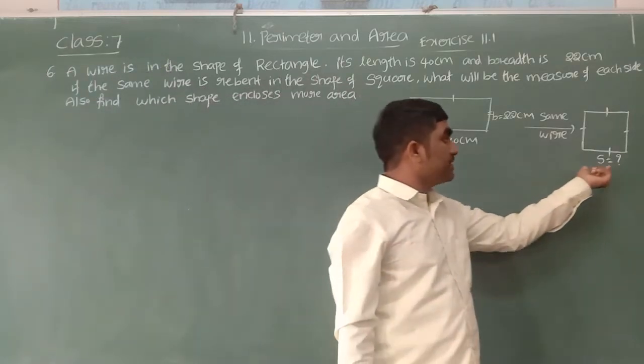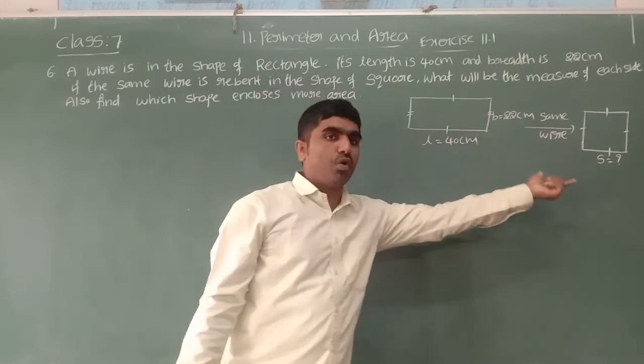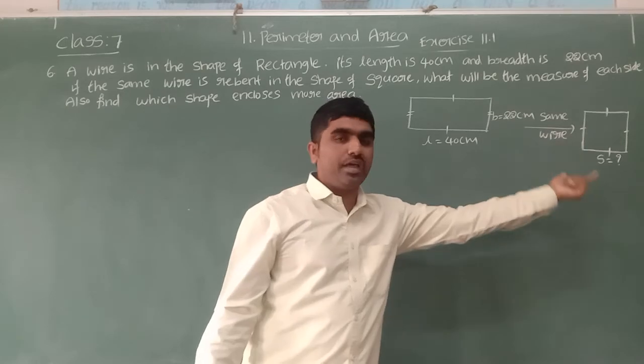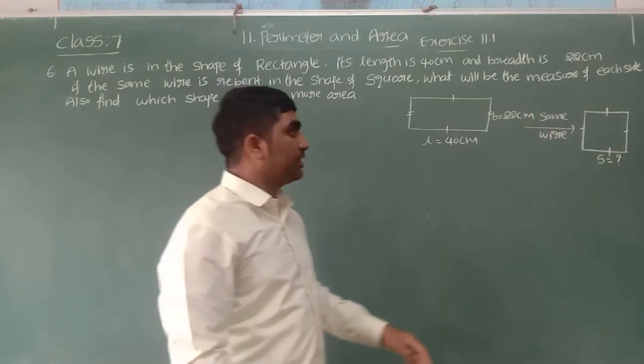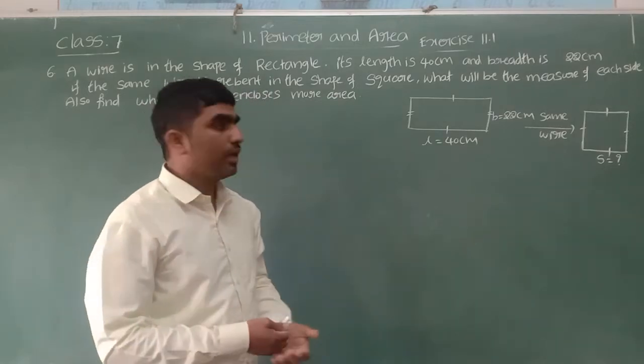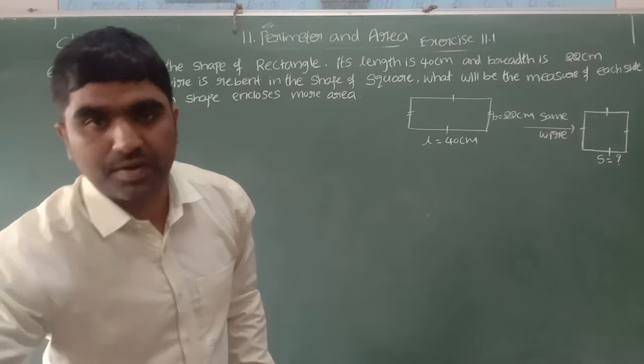First we need to find what is the side of a square. Then we need to find which figure has more area. That we get by finding the area of the rectangle and the area of the square. First we need to think about the side of a square. How can you find the side of a square? What is the relation between these two figures? Yes, you can see it here.